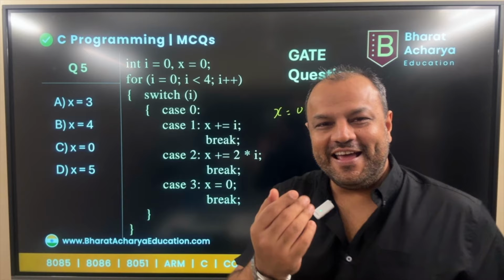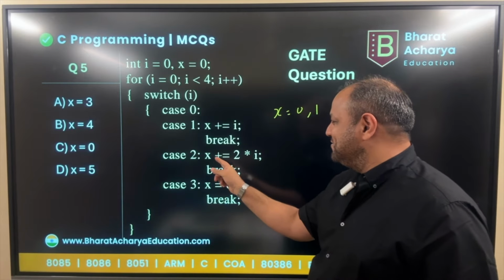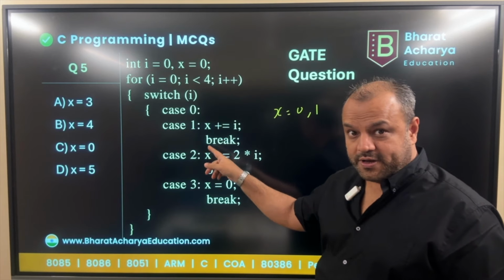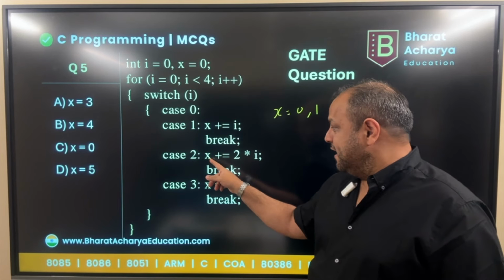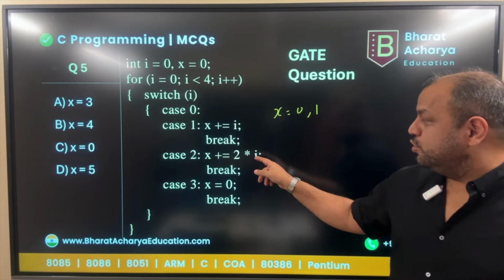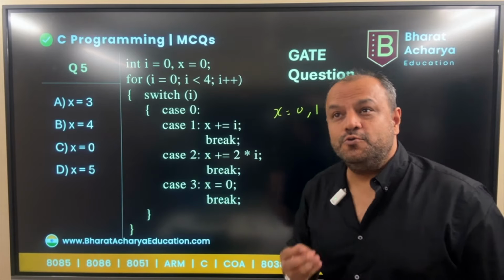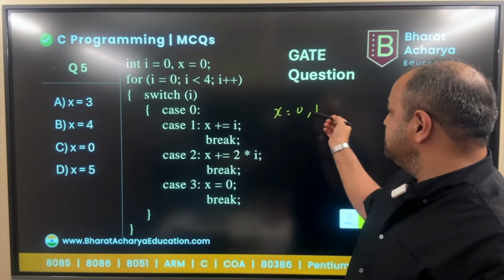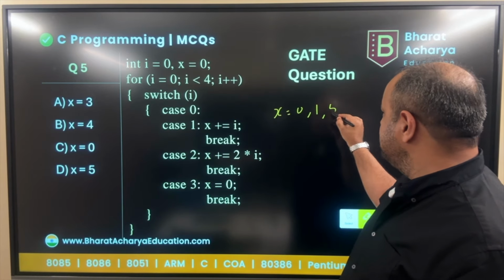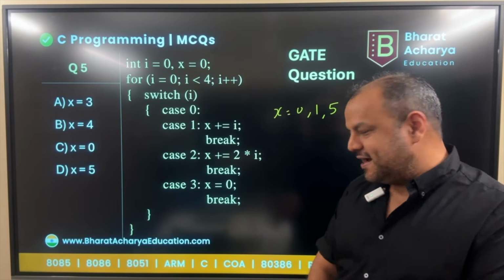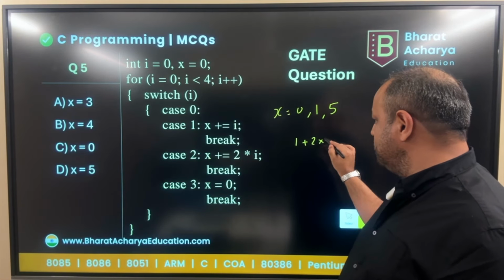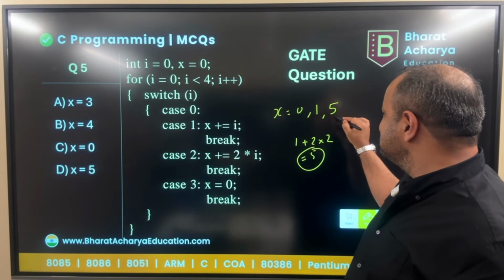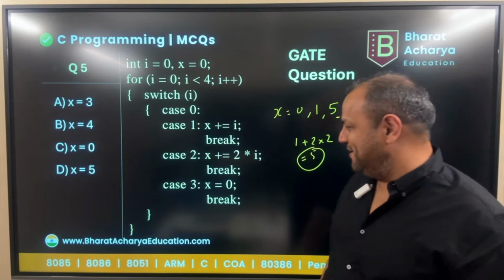Next iteration. i is 2. Come on. i is 2. So it will come directly to case 2. It will not go to case 0. It will not go to case 1. Directly go to case 2. x is equal to x plus 2 into i. i is 2. 2 into 2 is 4. So x is 1, 1 plus 4 is 5. That means x so far is 5. Did you understand that? 1 plus 2 into 2. Don't make me break down so much, okay? So far your answer is 5.